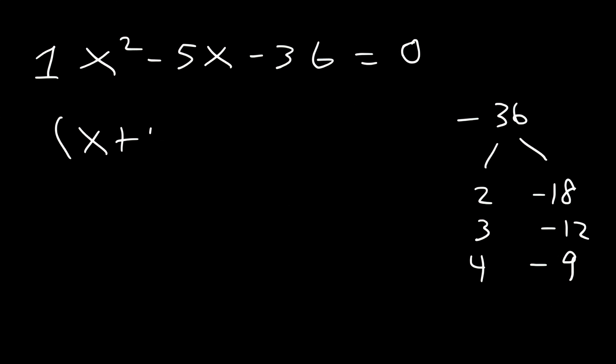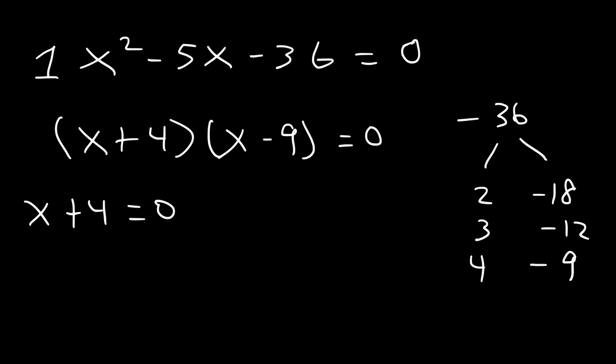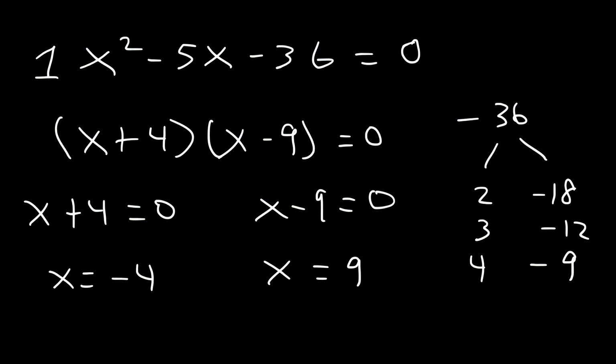So to factor, it's going to be x plus 4 times x minus 9. Now let's set each factor equal to 0, and now we can find the value of x. So x is equal to negative 4 and positive 9. So now you know how to solve equations by factoring.